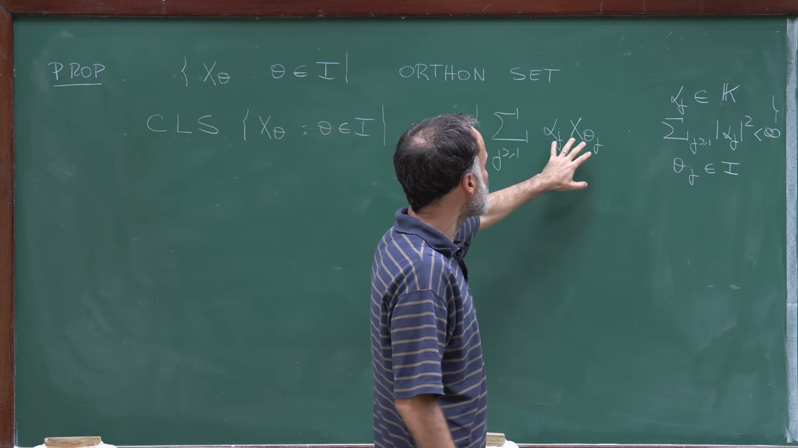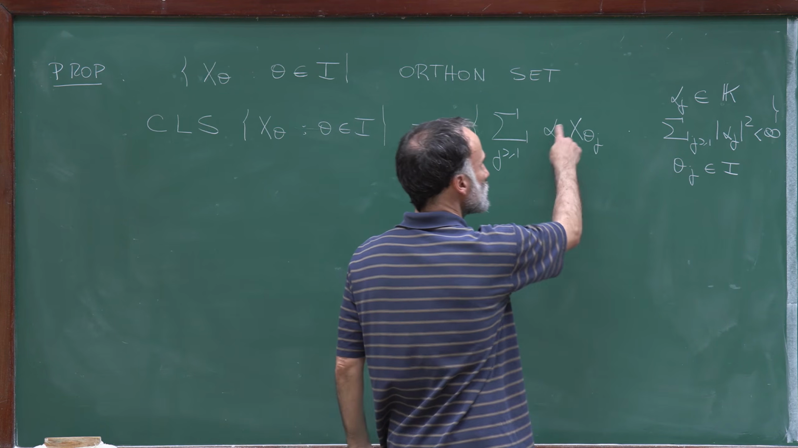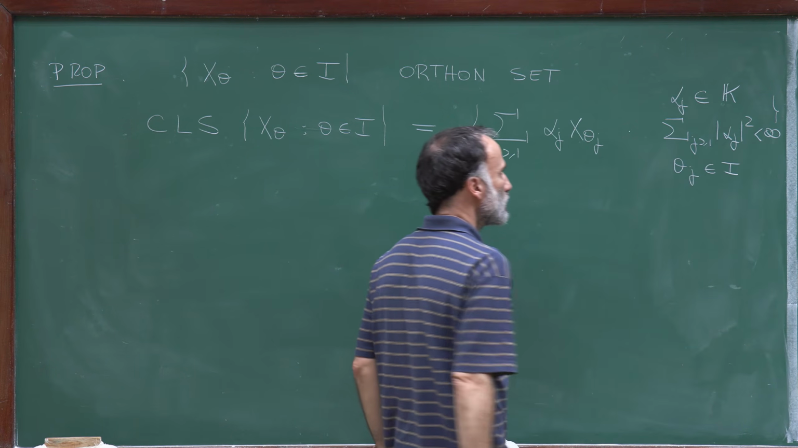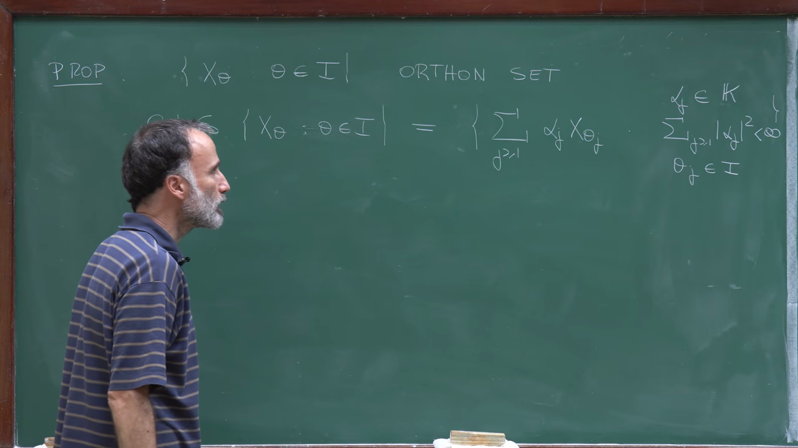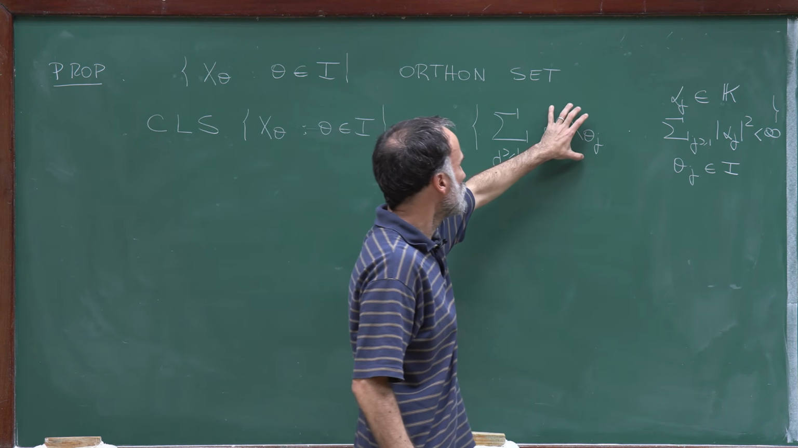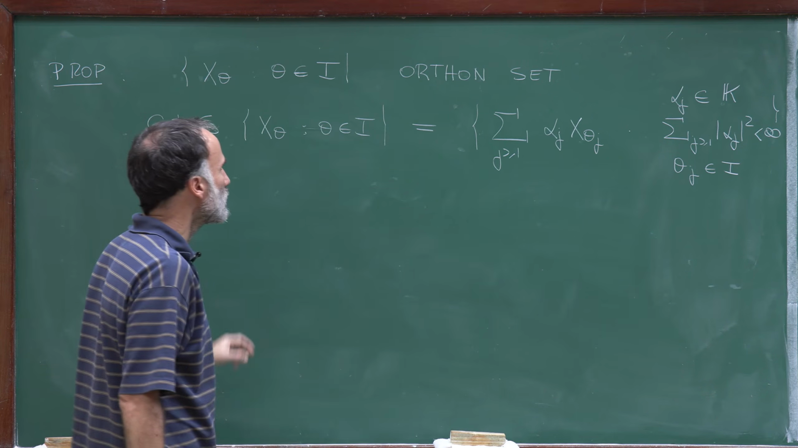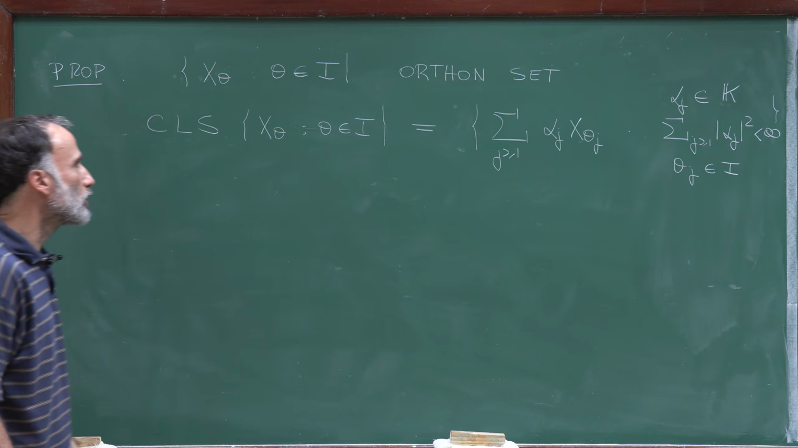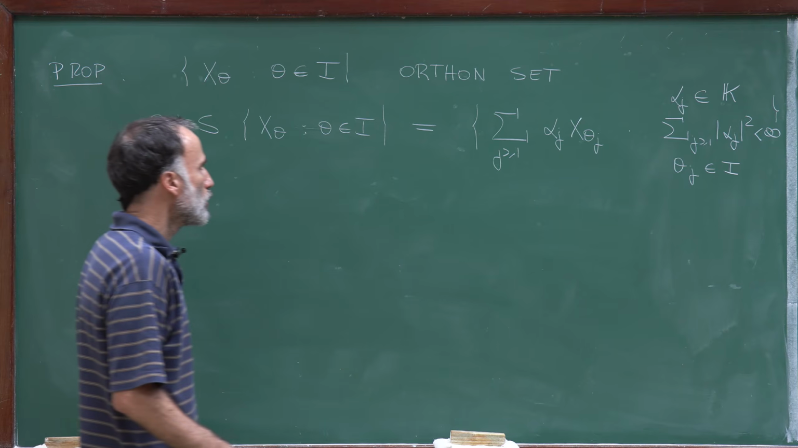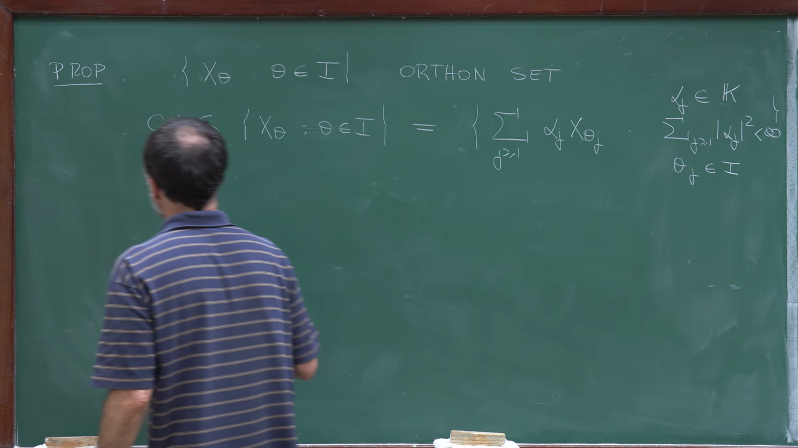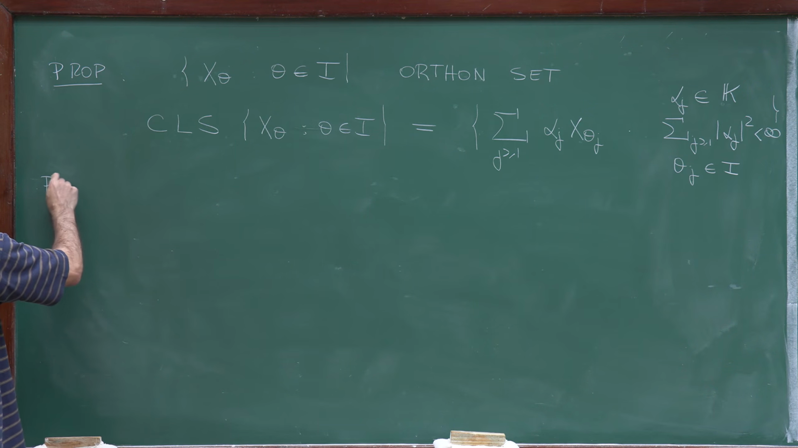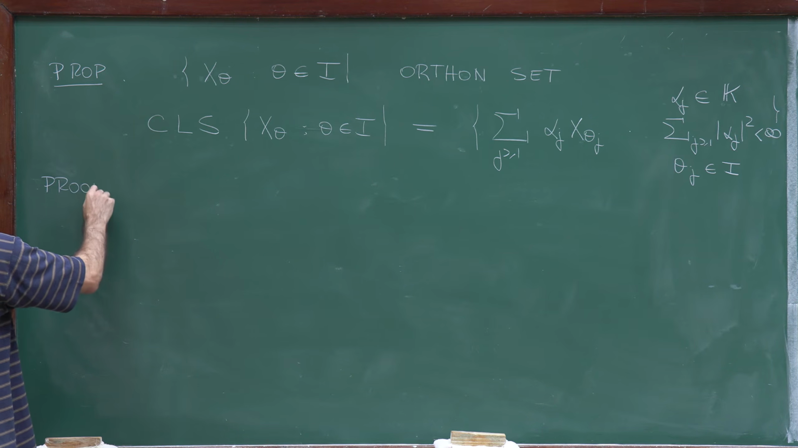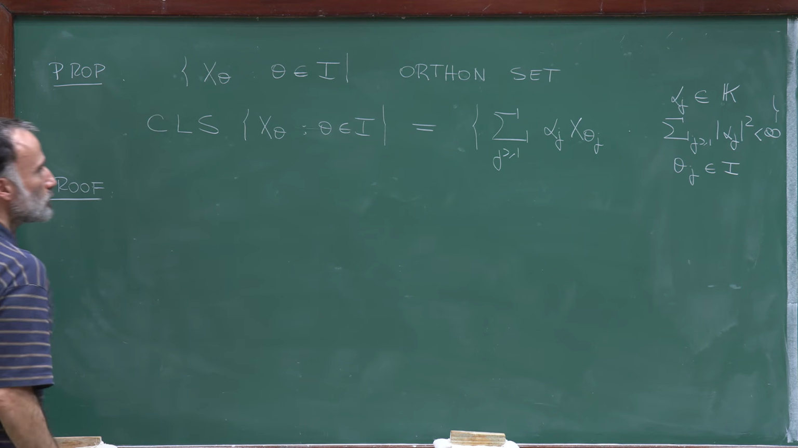We know how to make sense of such a countable sum, provided that the squares of the alpha j's are summable. So we know these elements, and what I claim is that this set corresponds exactly to the closed linear span. Let me explain the proof.